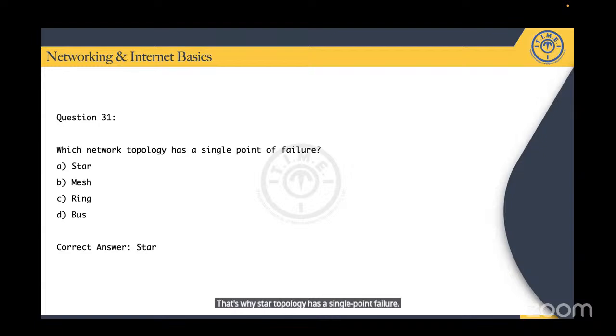What about other options? Mesh. It is multipath, so no single failure. A ring is circular, so failure impacts the network, but it is not central. Bus is a backbone cable, and its failure affects the network, but it is not central node based. Clear? So let me repeat: star, central hub or switch; mesh, multipaths; ring, circular; bus, backbone cable failure affects the network.